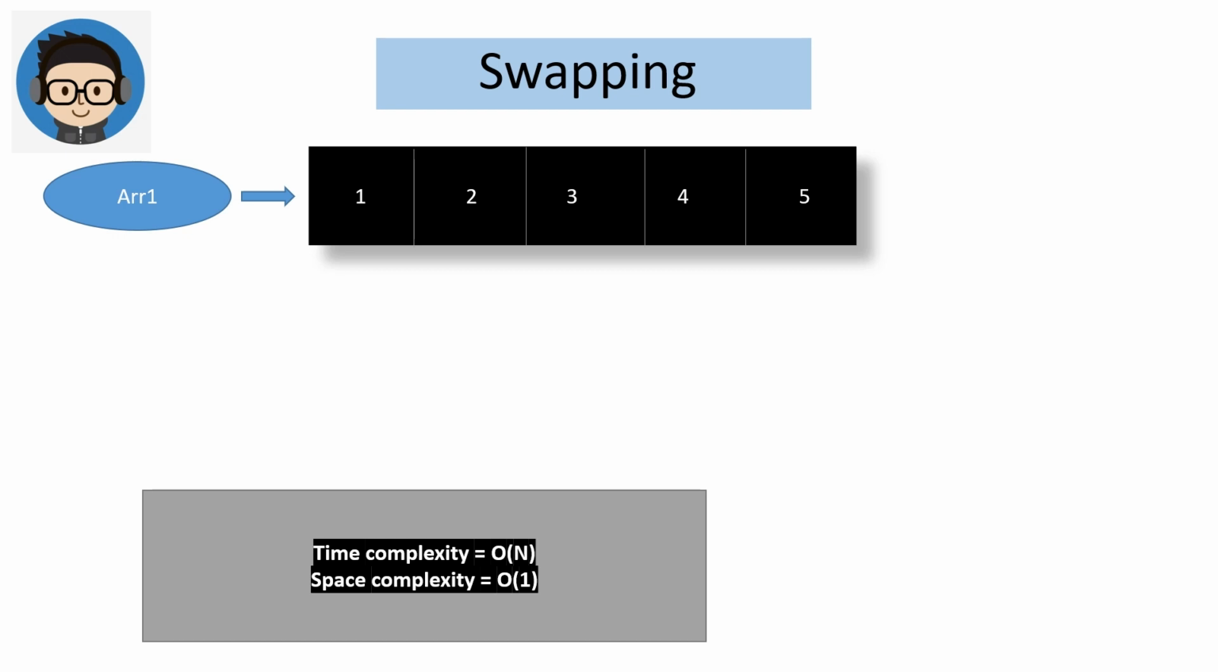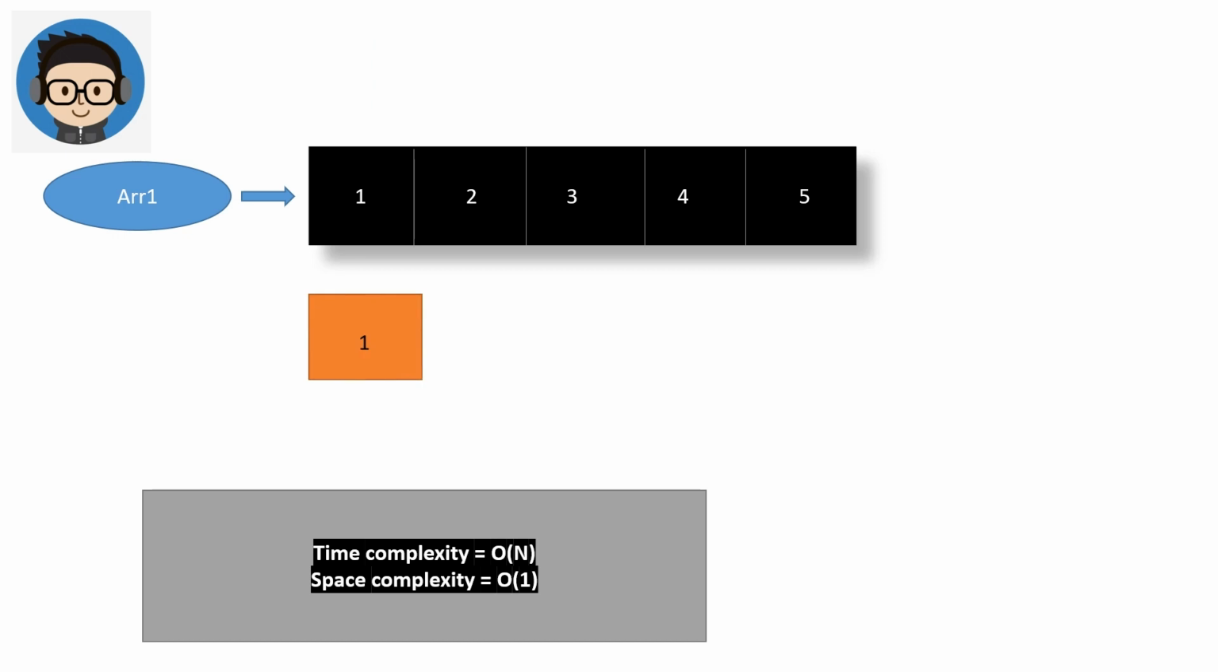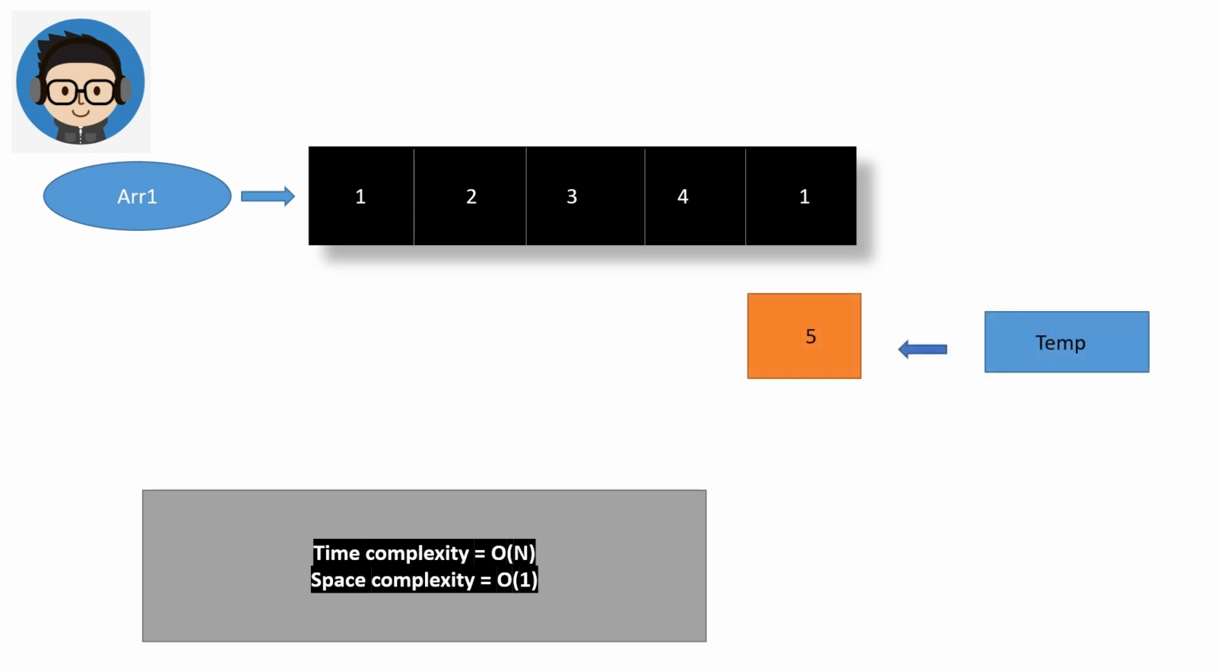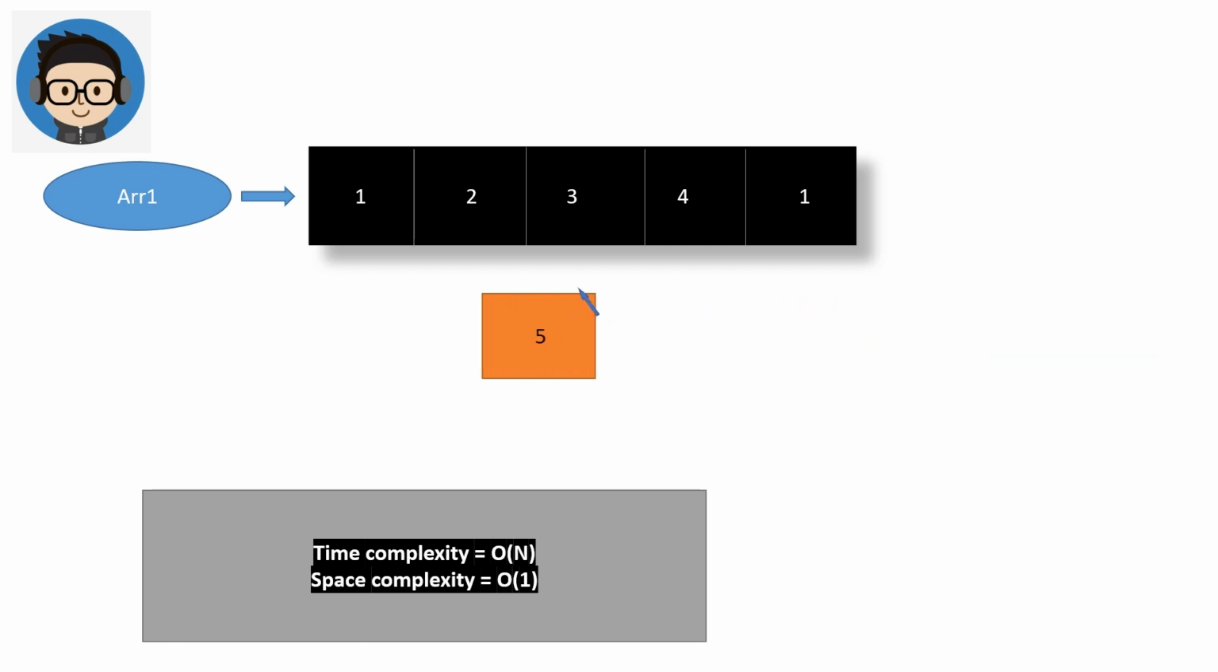So let's pick the value of the 0th index. In our case, this value is 1, and put it in the last index of that array. But the problem here is, if we put 1 in the last index, 5 will be overwritten and we will lose access to 5. To solve the problem, we have to add another variable called temp, which is a temporary variable, and we store 5 in it. After we put 1 in the last index, we put the temp value in the 0th index, just like that.